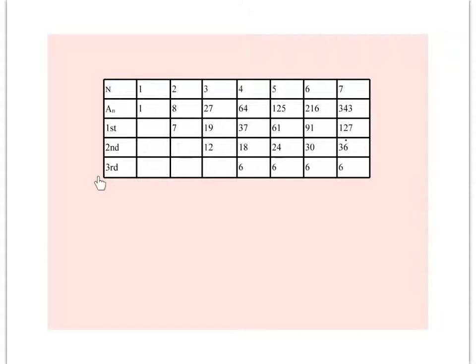I can see now that my third differences are all the same, so I know that this was a third power sequence. And sure enough, it was a third power sequence, because this is n to the third, 1 to the third, 2 to the third, 3 to the third, etc.